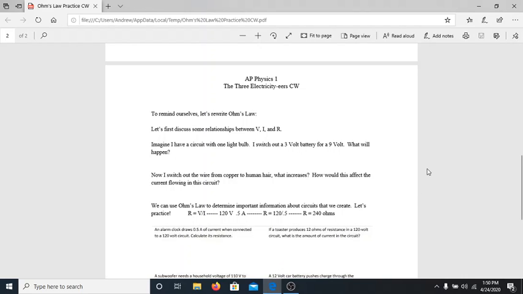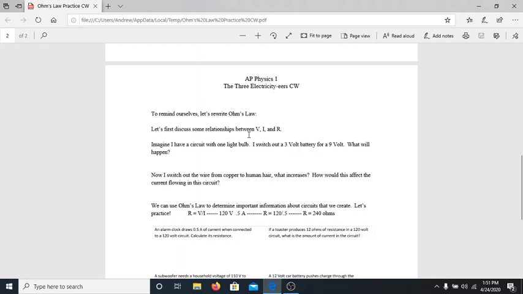All right, so ladies and gentlemen, welcome back. This is the second part of our Ohm's Law classwork. This is going to be the section where we talk about and practice using Ohm's Law. Some of you hopefully had a chance to go through this if you were able to attend live class. If not, this is your chance to go through it.